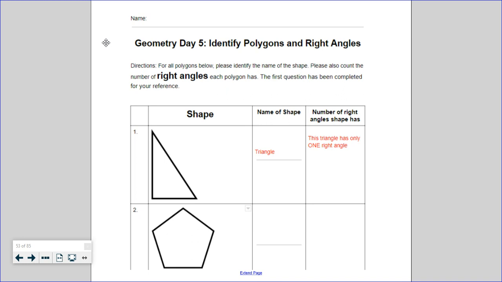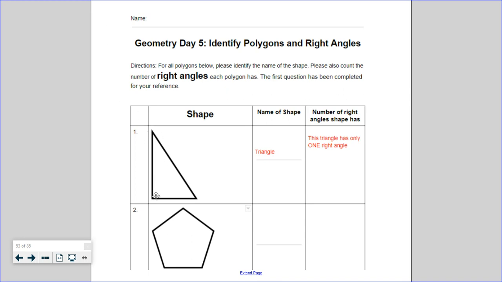And here are your directions. You have some shapes, and what you're going to give is the name of the shape and then the number of right angles the shape has. And if you want to make your own little right angle check, you can grab another piece of paper. If you have an index card, or I would say a playing card, but a lot of times those have rounded corners, so that might not work. But go ahead and grab yourself something that you can use like I did to test the angles and see how many right angles they have.